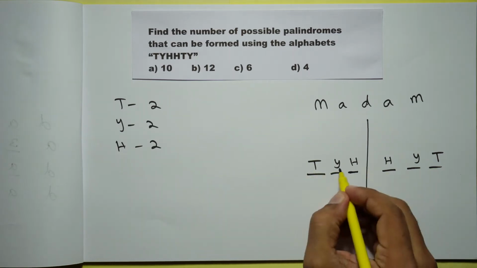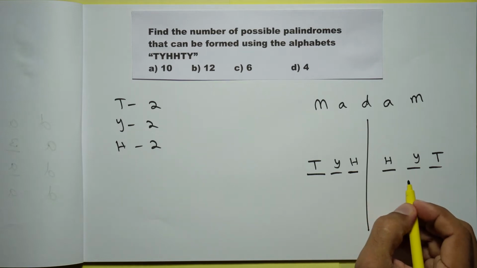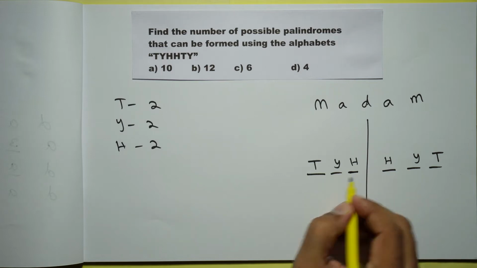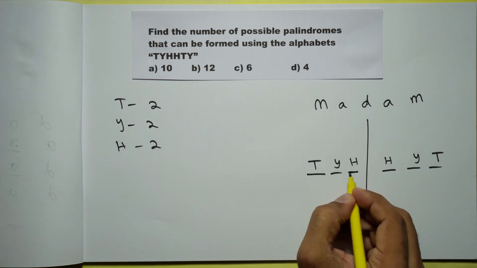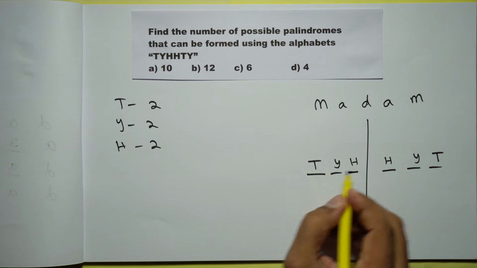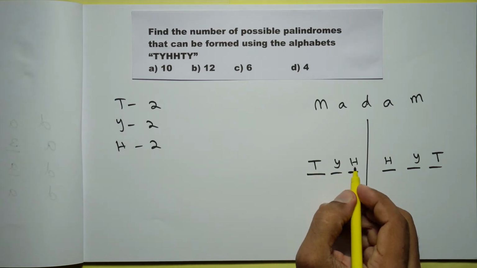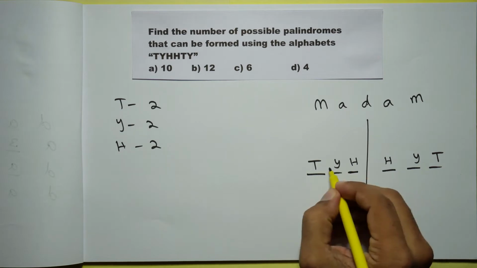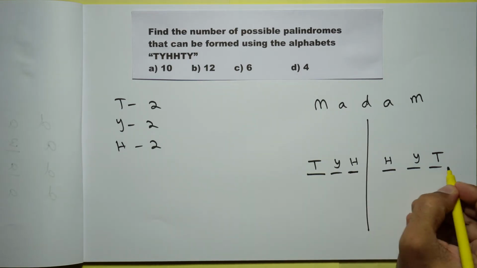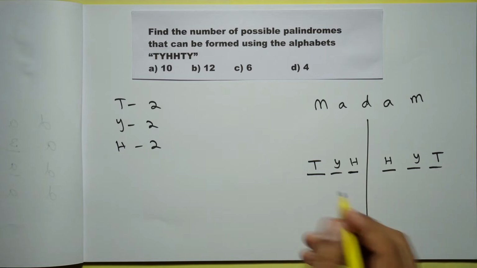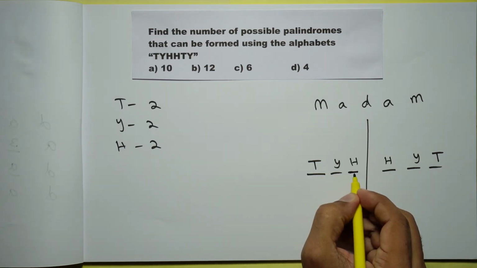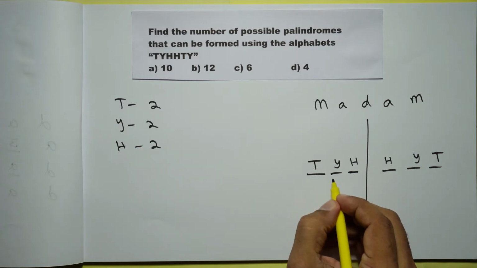So like this, how many such palindromes can be formed? Now on this side of the line, you have these 3 blanks. And these 3 blanks can be filled in any order using T, Y and H. And if you fill them in any particular order, then the same order should be followed for these blanks from this side. So for each arrangement of T, Y and H in these 3 spaces, you will have a palindrome.